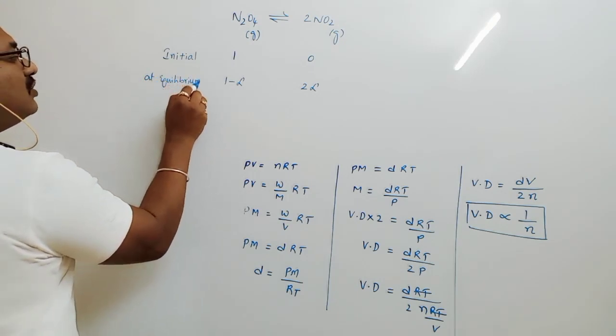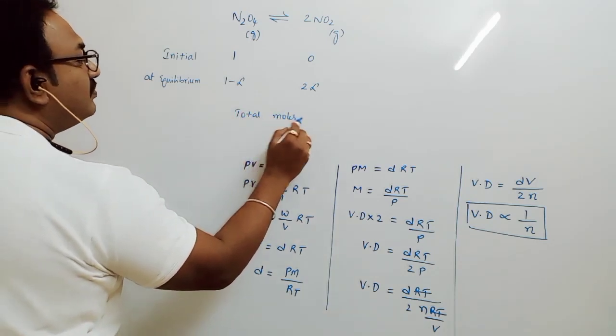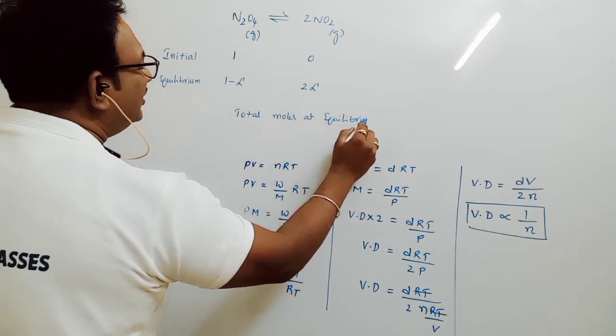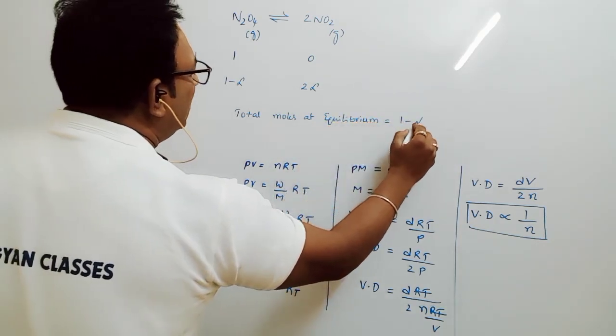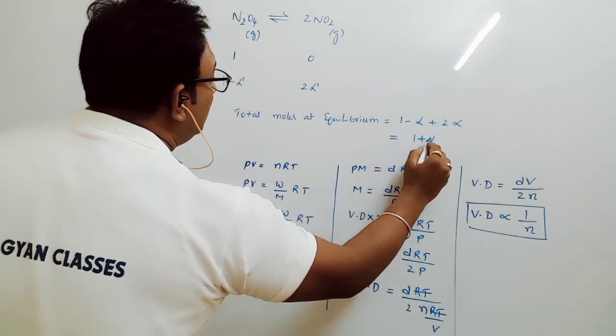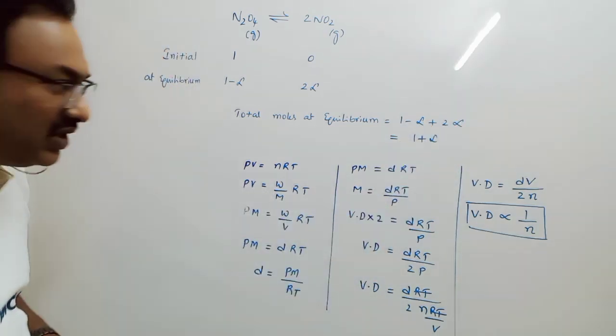Okay. Now total moles at equilibrium is equal to 1 minus alpha plus 2 alpha, that equals 1 plus alpha. ठीक? Okay.